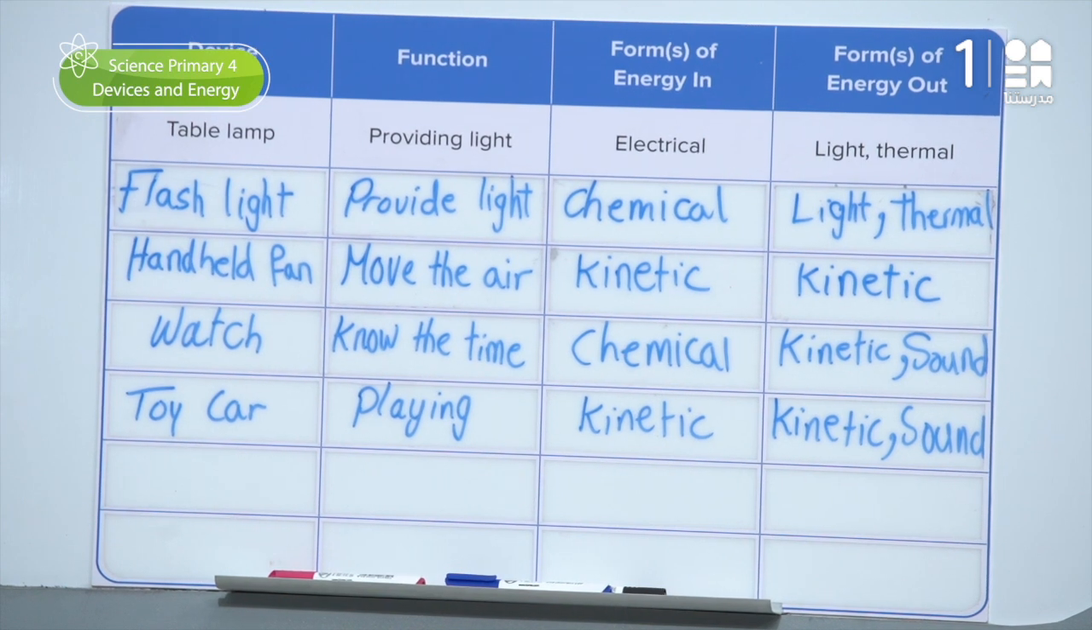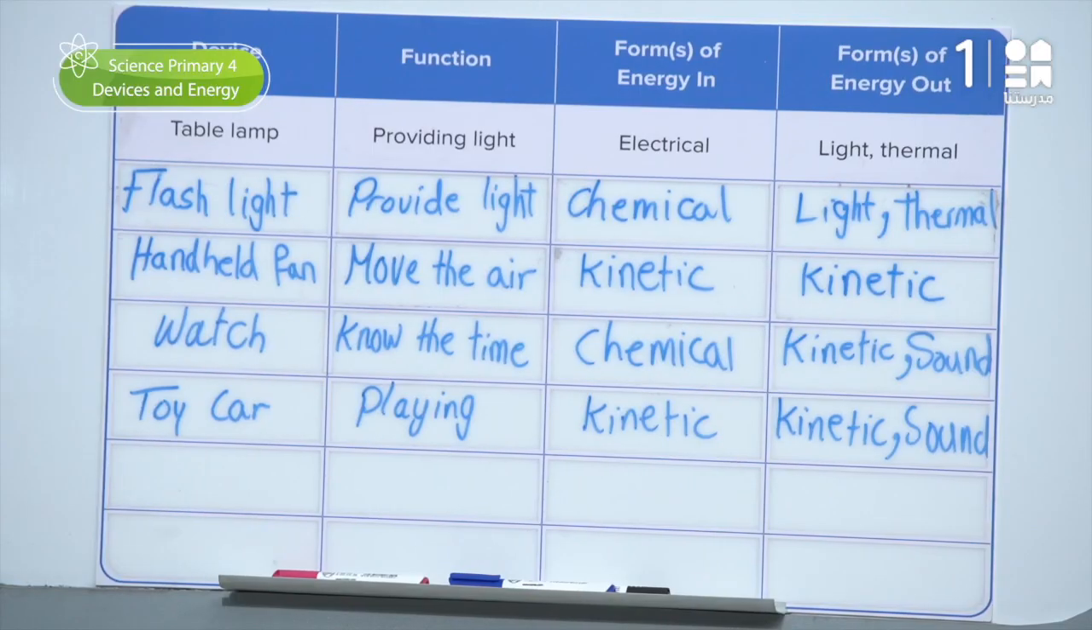Just to remind you, we start our investigation by analyzing each of the devices that we had. What are their functions and what kind of energy they need to operate. We also noticed what happens when the device is working. Then, we identified the energy that the device uses to operate and the type of energy produced. This means the one that comes out of the device. After that, we recorded our observation and data in this table. I put the table on the board to check it together.